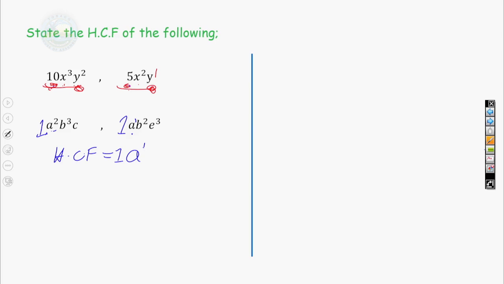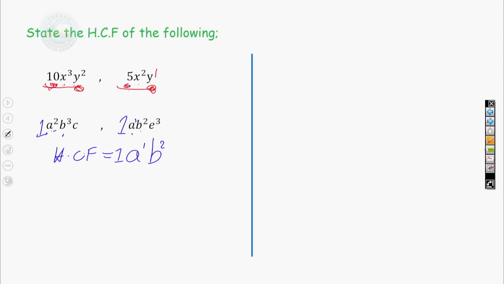Moving on to our next variable here, we see b. It's b to the power 3, or b cubed. Is b common? Let's check across here. Yes, b is common. So b is going to contribute to the highest common factor. What about b will contribute to the highest common factor? Rule of thumb, it is always the one with the lowest power. The lowest power here is 2. So that is going to be b to the power 2.